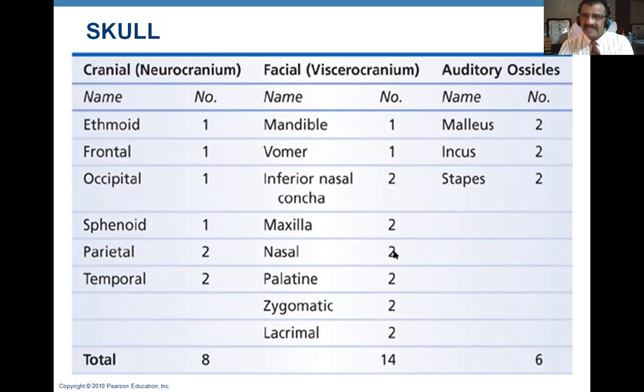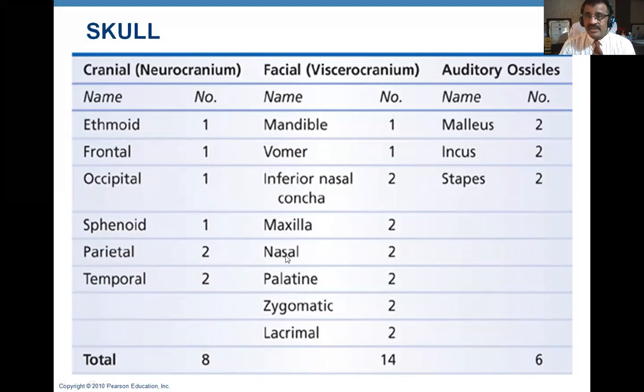So the rest are paired. Inferior nasal concha is 2, maxilla is 2, nasal bone is 2, palatine is 2, zygomatic is 2, and lacrimal 2. So 1, 2, 3, 4, 5. 5 2s are 10, 6 2s are 12, 13 and 14.